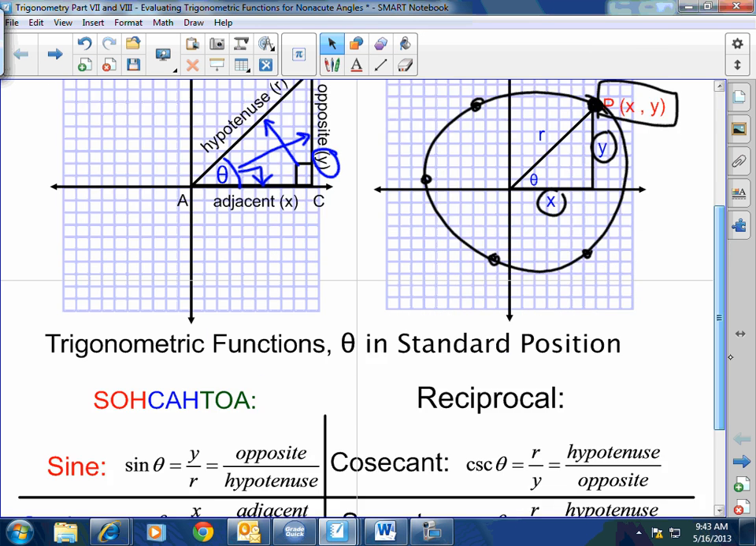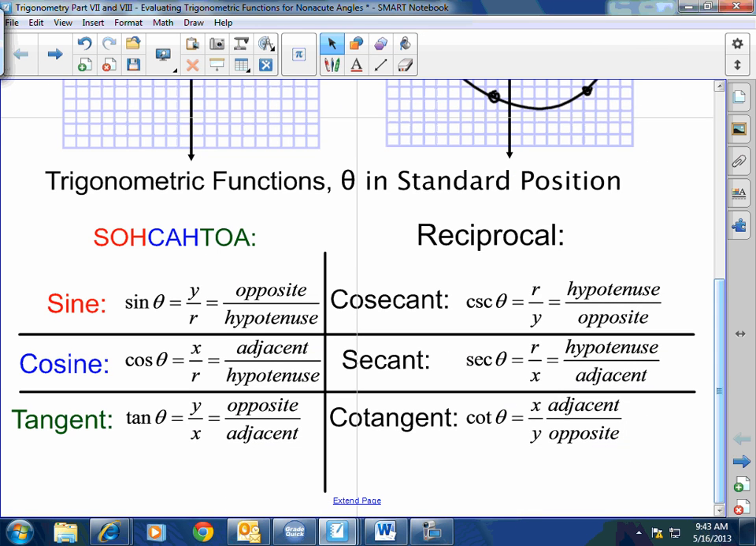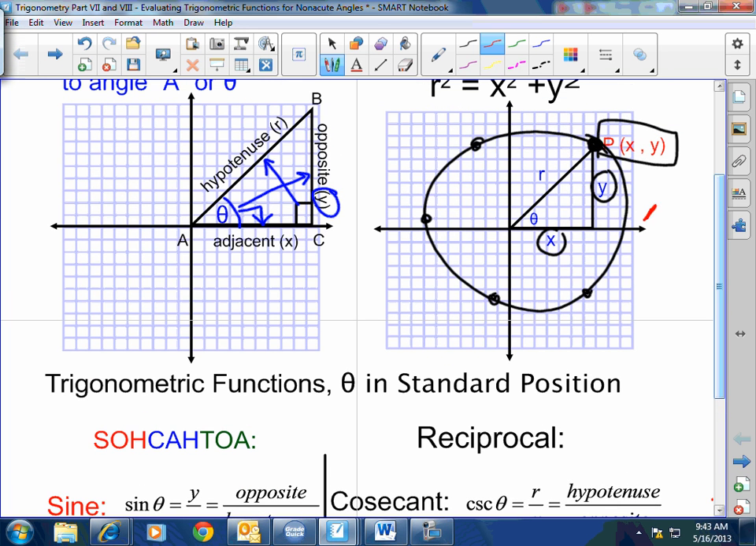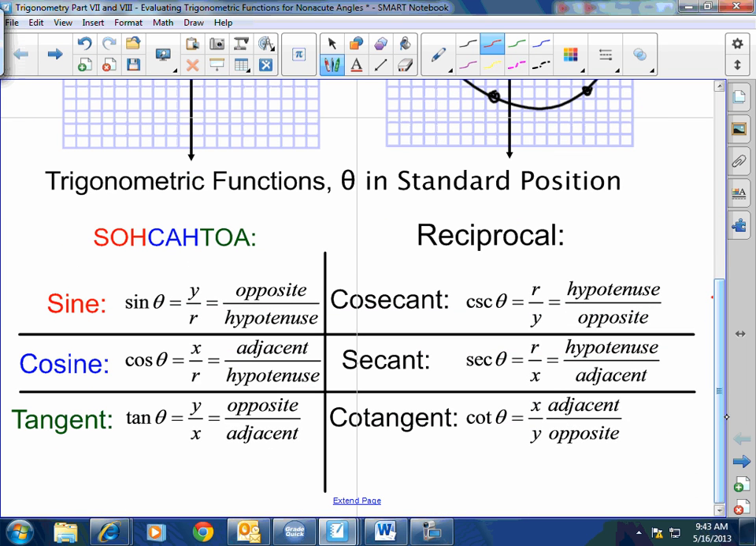Okay, we've learned this, I don't know how many times, SOHCAHTOA. Sine is opposite over hypotenuse, but remember, when we're talking about a Cartesian plane, like this guy right here, we're talking about y's and x's. So that's why I have this y over r. Remember that y is the opposite, r is the hypotenuse. Cosine, adjacent over hypotenuse, or x over r. Tangent, opposite over adjacent, or y over x.